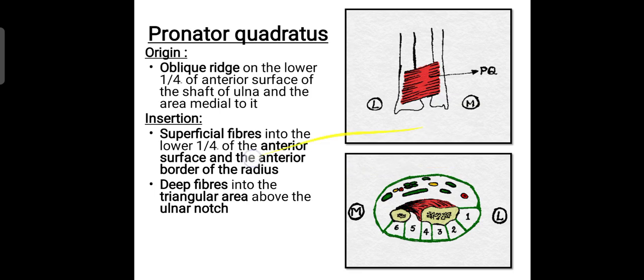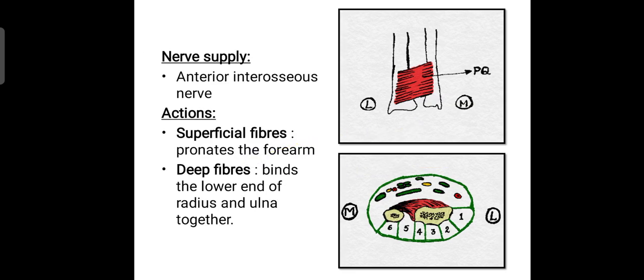And what about the nerve supply? This particular muscle is also supplied by the anterior interosseous nerve. And the actions, there comes the important part, where the superficial fibers, since they are inserted here on the anterior surface, help in the pronation of the forearm, while the inner fibers or the deep fibers which are inserted to the triangular area above the ulnar notch will act as a binding part which binds together the lower end of radius and the ulna.